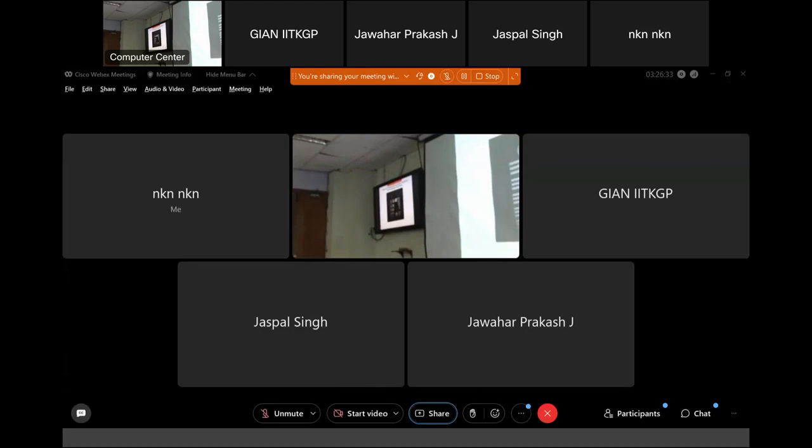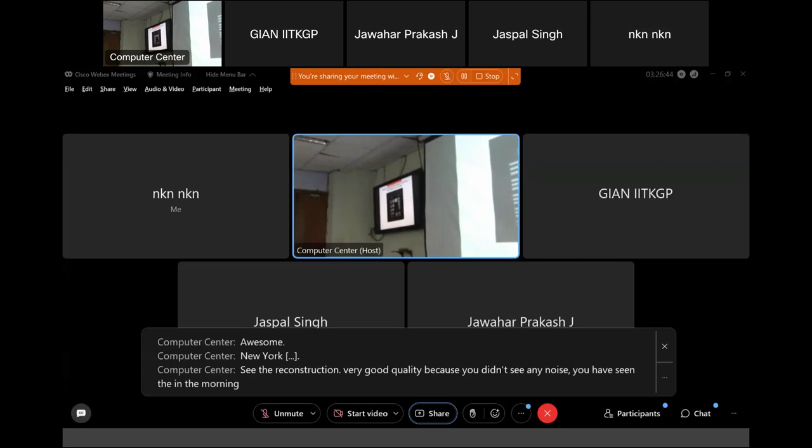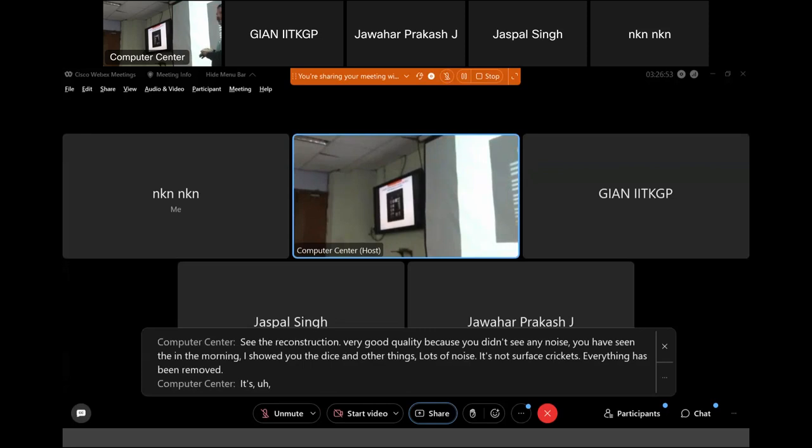See the reconstruction, very good quality reconstruction. You will see hardly any noise. In the morning I showed you the dyes and other things, and there are lots of noises, lots of speckles. Everything has been removed. So it's an algorithm, the numerical reconstruction algorithm, which is what Professor Bandarajan was talking about. No one will share it with you, and it is clearly patented.